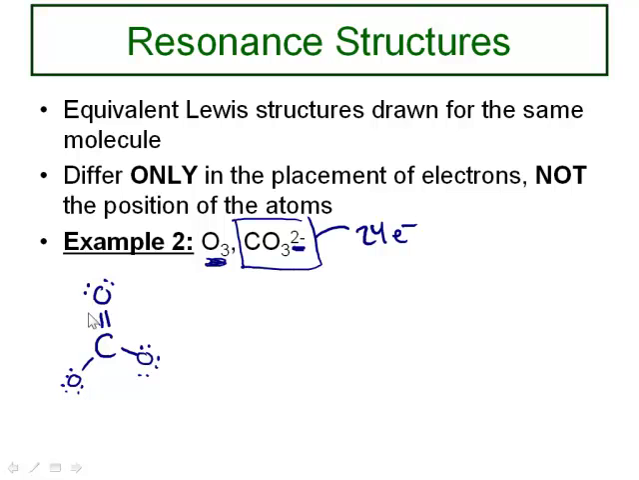When we're drawing the Lewis structure for an ion, guys, it's customary to put it in brackets like this, and then on the outside to show the charge. That's a 2- charge. Here we have a carbon connected to each of these 3 oxygens.